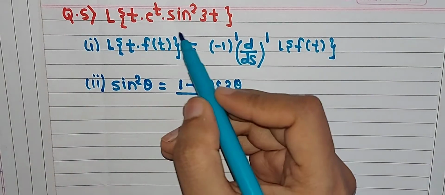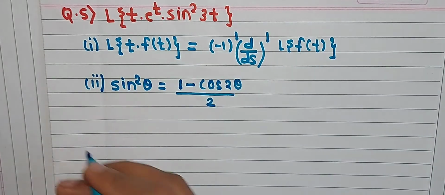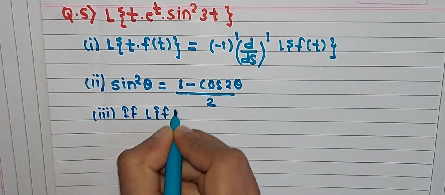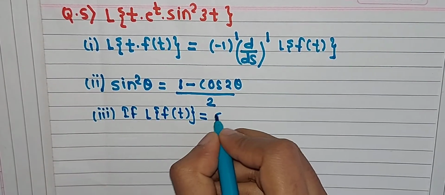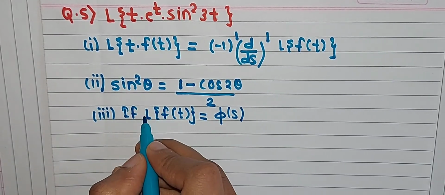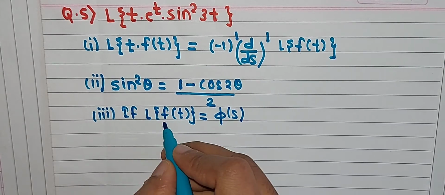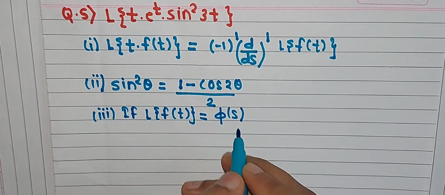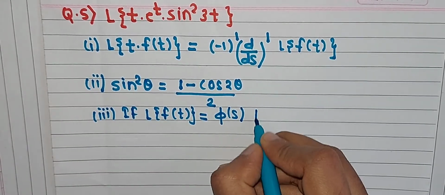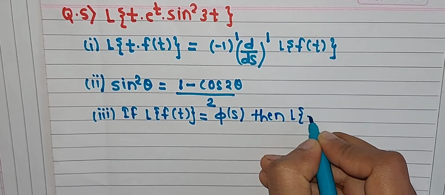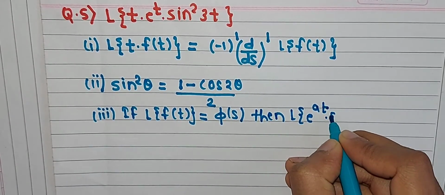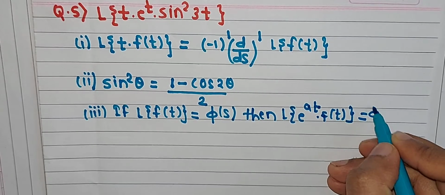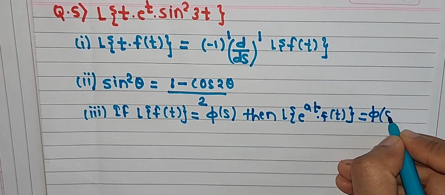We will use another formula, that is the first shifting theorem, because we have a function e raised to t. The first shifting theorem says that if Laplace of f of t is equal to some function phi of s, that is when we apply Laplace on a function of t, then f will convert into a new function phi, and t will convert into a new variable s. Whenever this happens, Laplace of e raised to at into f of t gives us phi, where t converts into s.